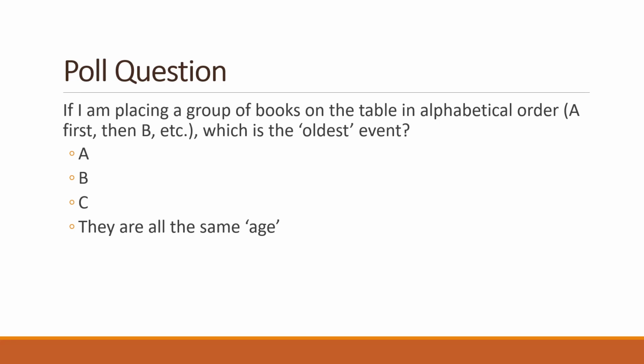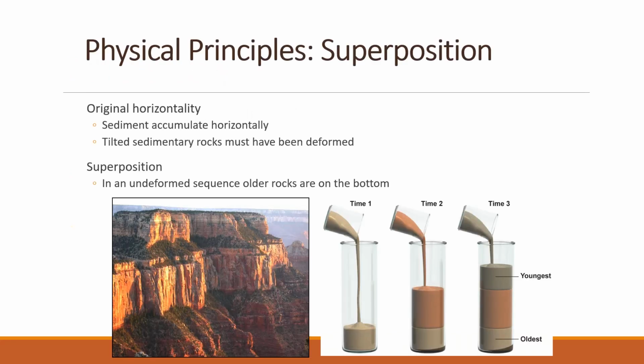So if I am placing a group of books on the table in alphabetical order, so A first, then B, etc., which one of these would be the, quote, oldest event? Would it be A, B, C, or they are all the same age? So if I'm putting things down in order, the oldest one would be A. The first thing I put down is the oldest event. And this is the basic principle of superposition.